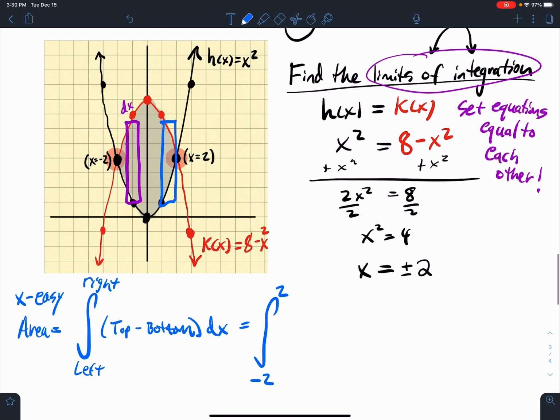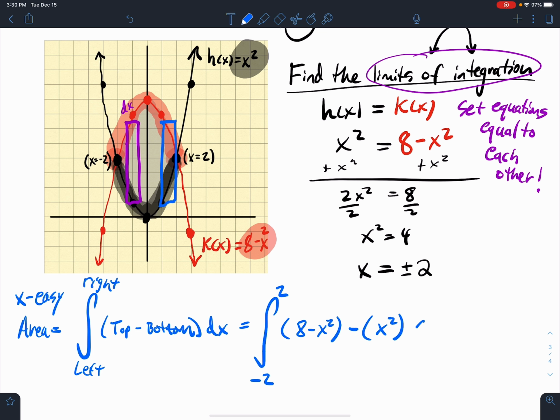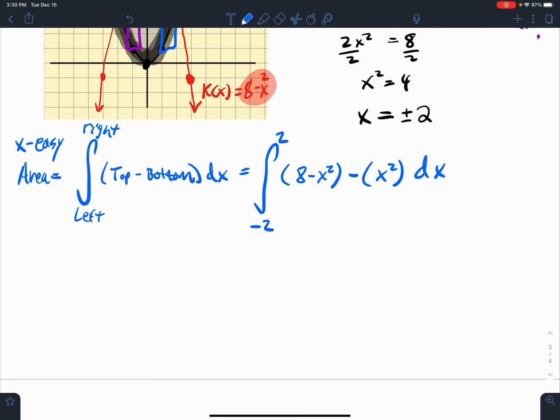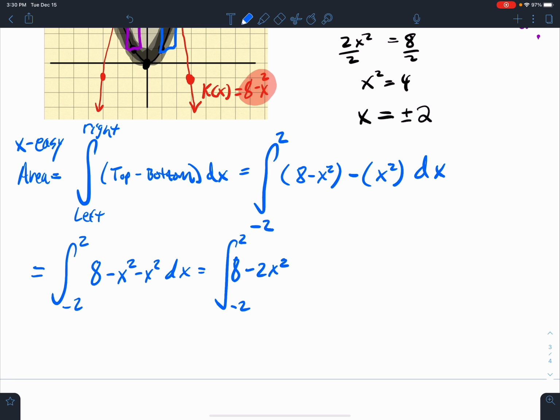Now top, what is the top function? The top function is 8 minus x squared. 8 minus x squared minus the bottom. What is the bottom function? The bottom function is here, and that's this x squared right there. So that's x squared and then dx. And so whenever I simplify, integral from negative 2 to 2, 8 minus x squared minus x squared dx gets me 8 minus 2x squared, integral from negative 2 to 2 dx.